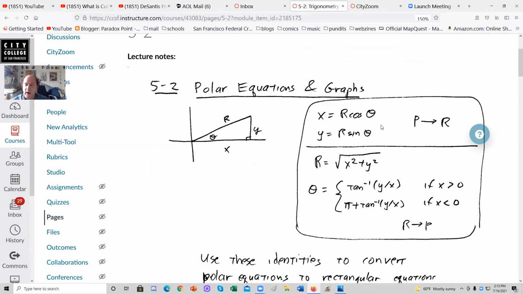From polar to rectangular, you have x equals r cosine theta and y equals r sine theta. To go from rectangular to polar, it's a little more complicated. r is the root of x squared plus y squared. That's unambiguous. But theta depends upon which half of the plane, the right half or the left half. For the right half of the plane, where x is positive, theta is arctangent of y over x. For the left half of the plane, theta is pi plus arctan y over x.